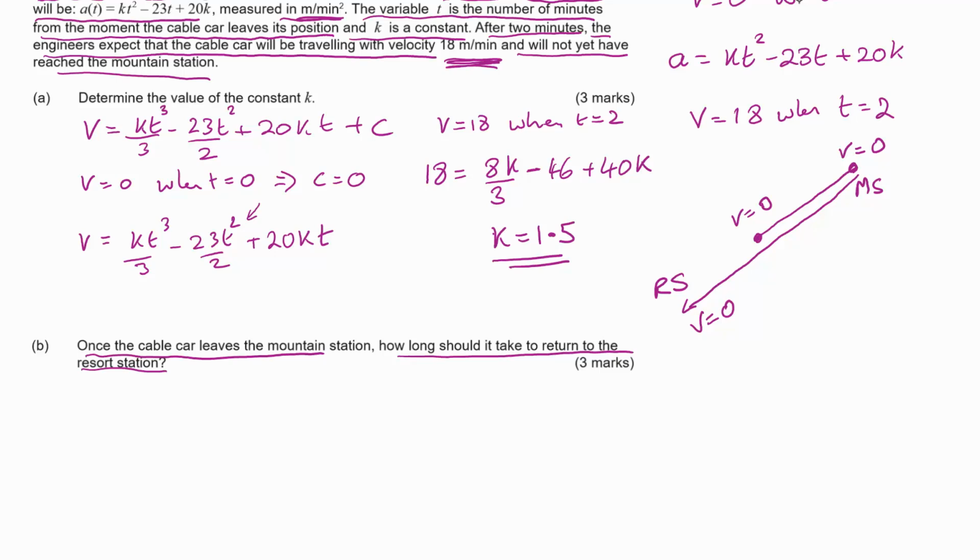Now that we know that k is 1.5, we've got 1.5t cubed over 3, which we could simplify, take away 23t squared over 2. And 20 times 1.5 is 30, plus 30t. And we want that to be equal to 0. And again, let's just solve for that.